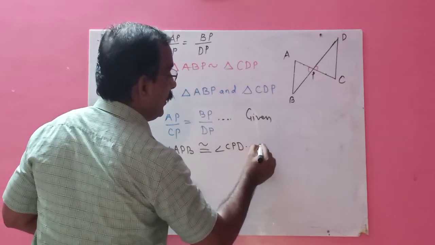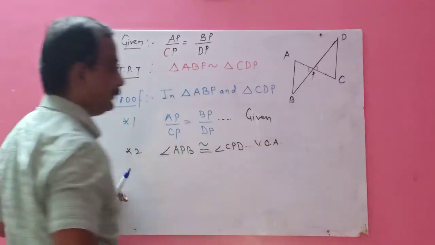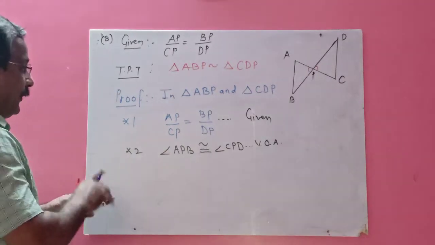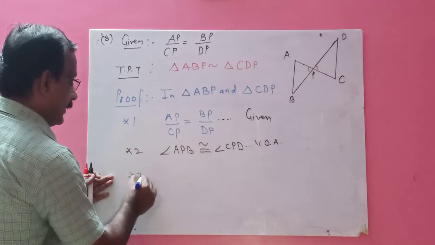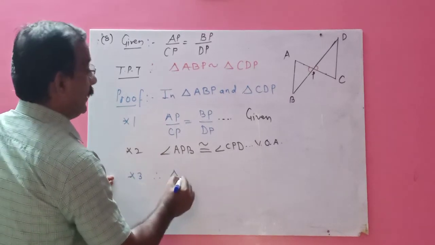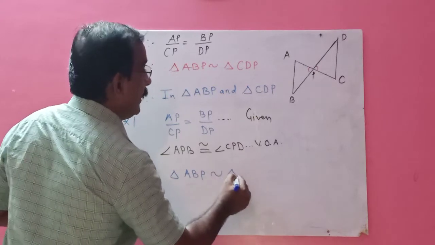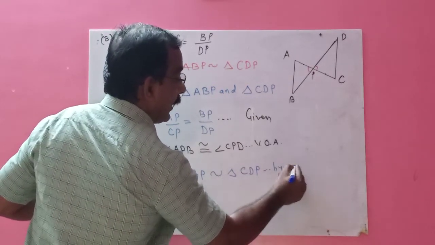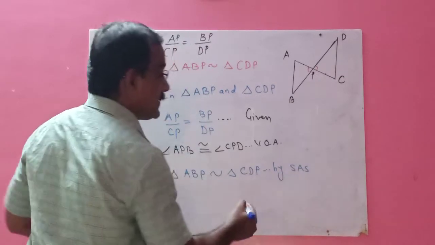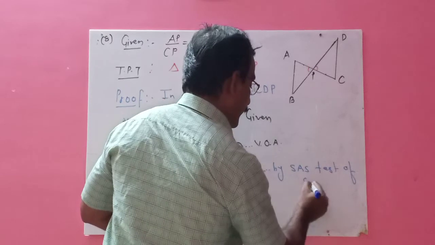CPD. Reason, vertically opposite angles. Okay. And therefore, because two sides and one angle, so point number 3 is, therefore triangle ABP is similar to triangle CDP by SAS test of similarity.